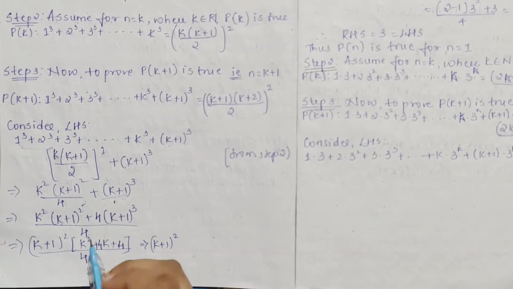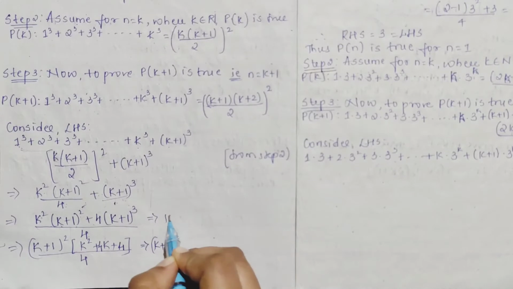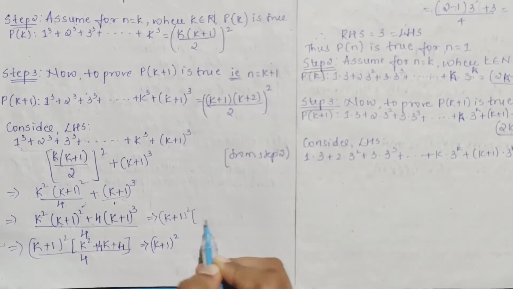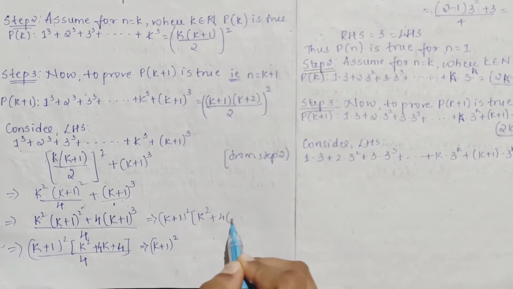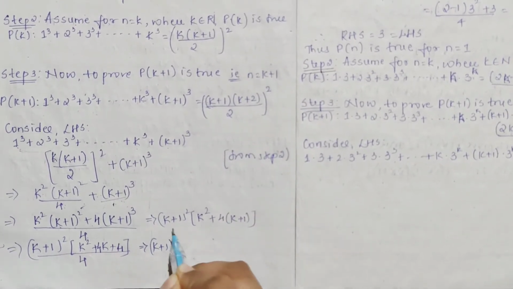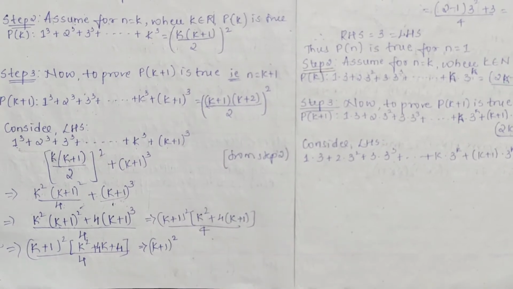So here we had made one mistake. See, here you have 4 also. So wait, when you take (k plus 1) whole square, you are left with k square plus 4 into (k plus 1), right? You will be left with this. So this step you can write here.